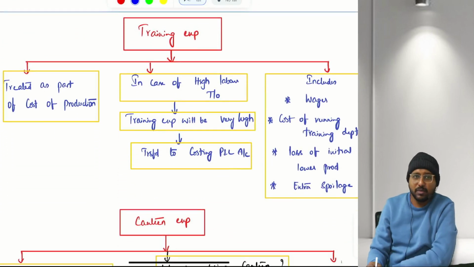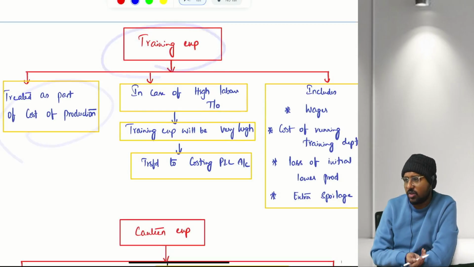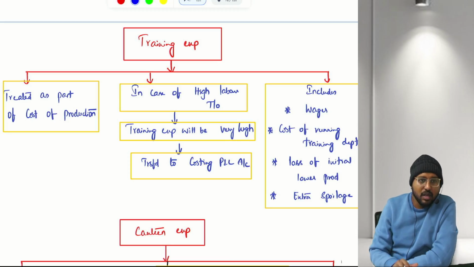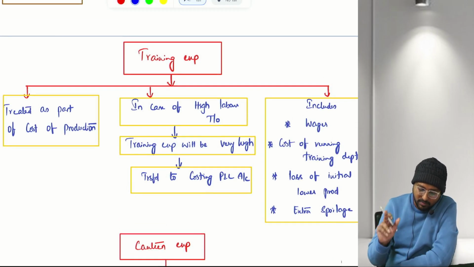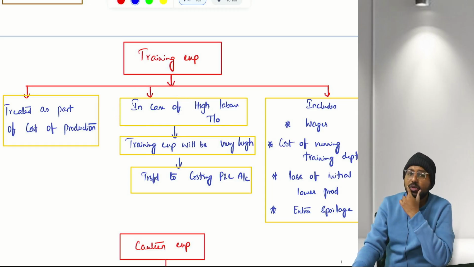What is the next one you have got? Training expenses. Obviously, it is part of production cost. Naturally, training will be given to whom? Employees only. Correct? Right. But sometimes there will be high labor turnover. Now, what do you mean by labor turnover?